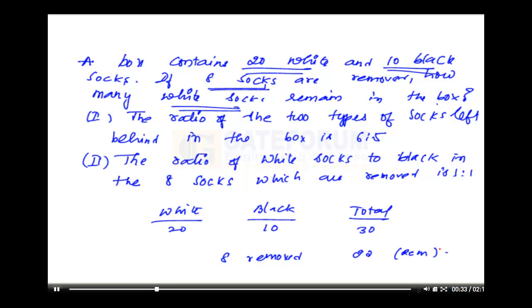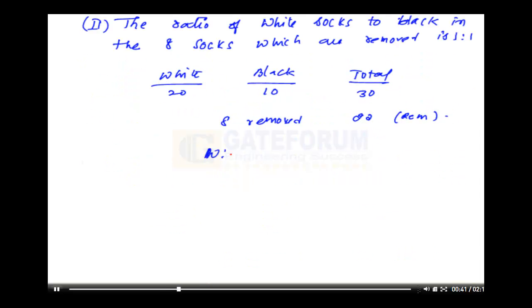The ratio of the 2 types of socks left behind in the box is 6:5. So the ratio of the 2 types of socks, that is white is to black or it may be black is to white, is given as 6:5. But look into the number of white socks as 20. What about black? 10. So always in ratio white will be greater than black. So it cannot be black is to white.